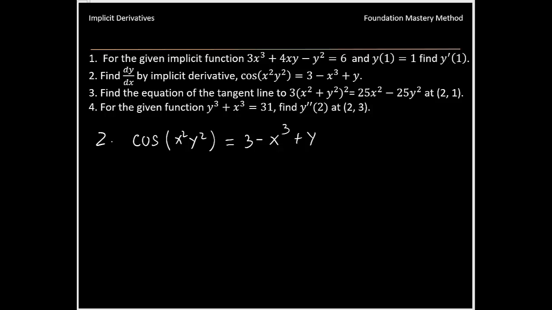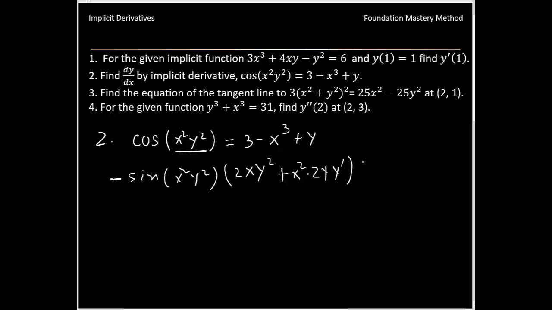Example 2, we have now cosine of x squared y squared equals 3 minus x to the 3 plus y. We take the derivative with respect to x. So we know the derivative of cosine will give me negative sine, and then we need to take the derivative of this, which is the product rule. So the first function's derivative will give me 2x, and the second function we keep, plus, now we keep the first one, the derivative of y squared will be 2y then y prime.